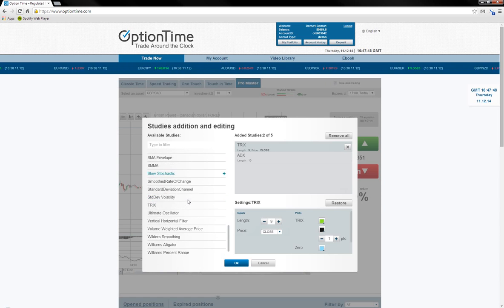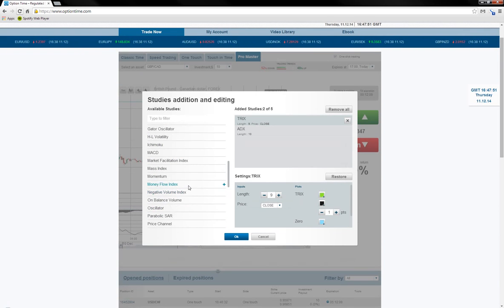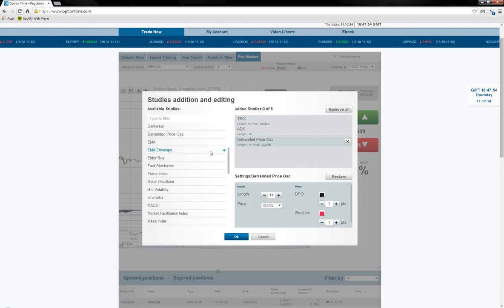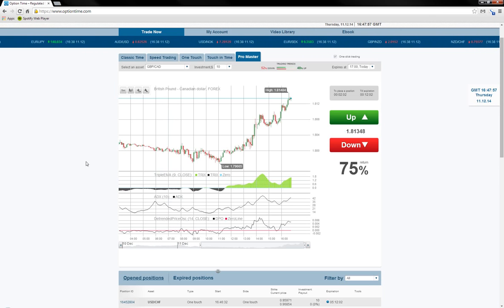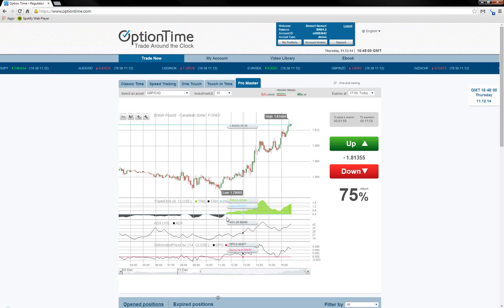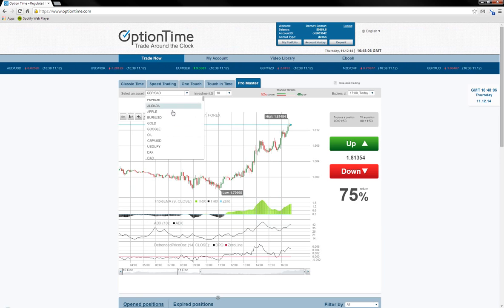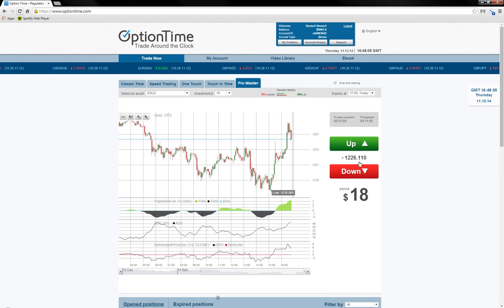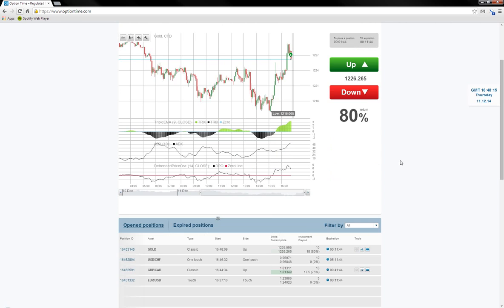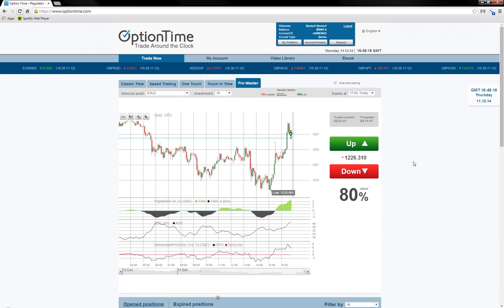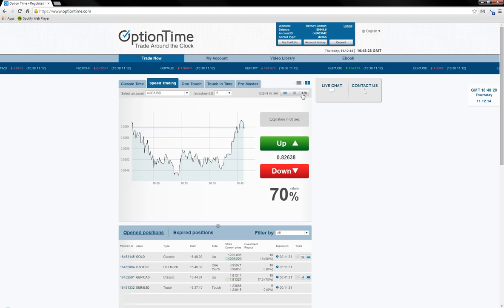Other than that, speed trading, you do not get the same pairs available. It does cut down on your list of available assets a little bit, so you only get Forex and a few stocks. I'm going to go to one touch. First we'll take a look at the assets. Really cuts down on the assets there. You get 5 total. So let's play with USD CHF as it moves a lot.